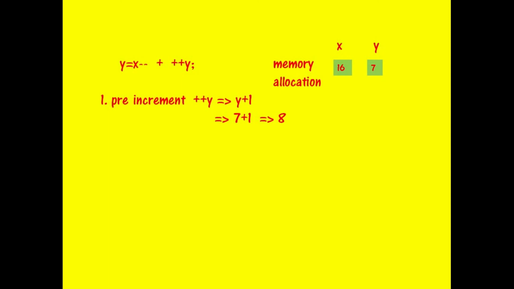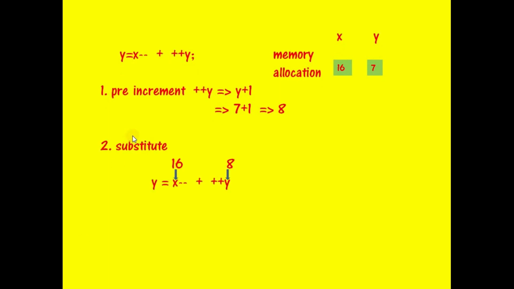It increases the y value by 1. So here ++y means y equals y plus 1. So the latest value of y is 8. It increases by 1. y value is 7 and it becomes 8 now. Second step, substitute the value of 8. So the latest value of y is 8, substitute here. Third step, evaluate the expression. y equals 16 plus 8, that is 24. Addition.